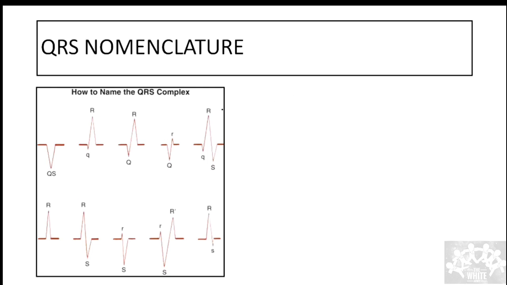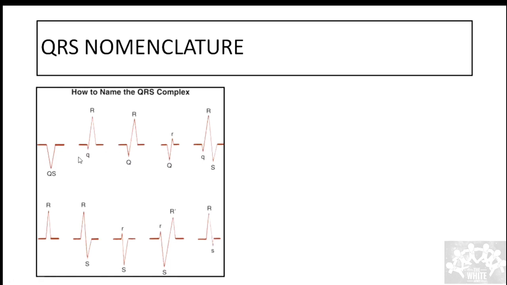Coming to the QRS complex nomenclature, this is very important. In future you will be seeing bundle branch blocks coming up. I'll repeat it in the end. So when we see bundle branch blocks, you get RSR, I'm sure you all have heard of the RSR pattern, RSR dash pattern. Many patterns come up, so what exactly do they mean?